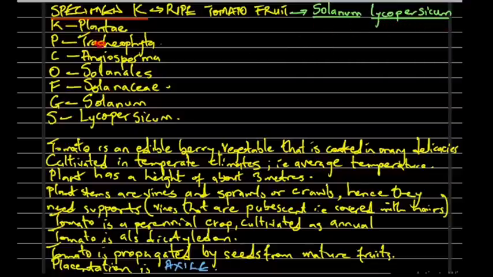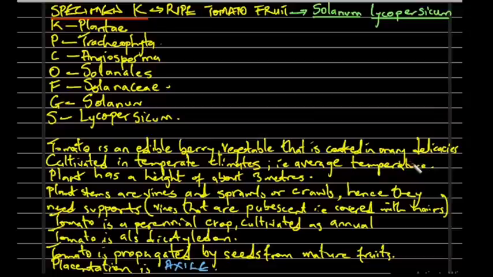So we have the classification here. It is a Plantae, a Tracheophyta, also an Angiospermae. Now the order is the Solanales, and the family is the Solanaceae. We have the genus to be the Solanum, while the species is the lycopersicum. So tomato is an edible berry. It is a vegetable, and it is cooked in many delicacies. It is used in the making of spices.